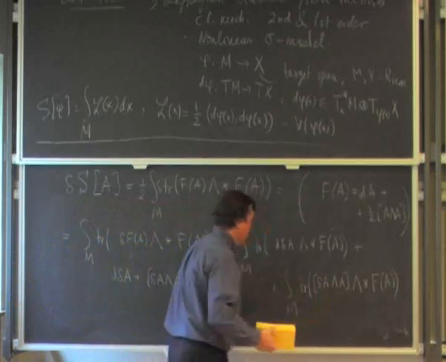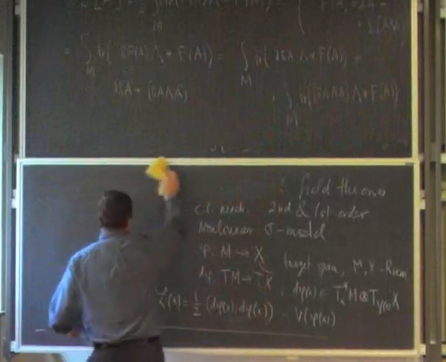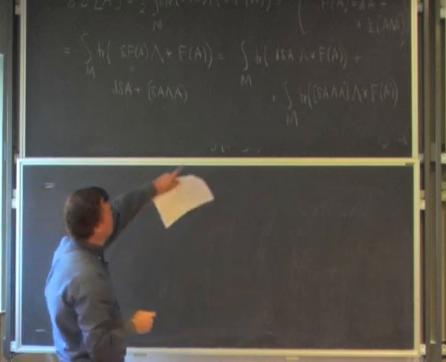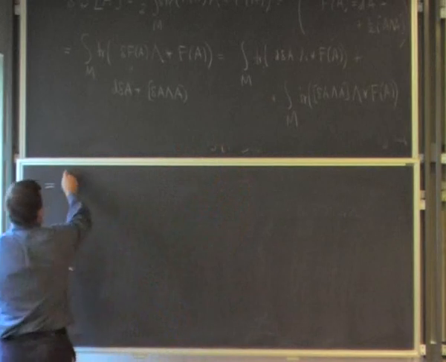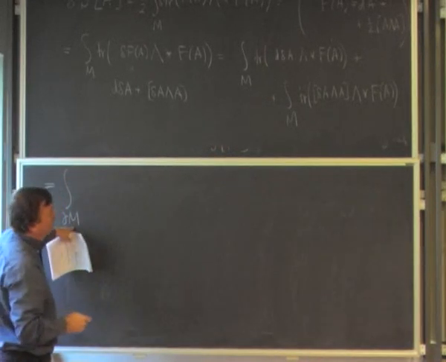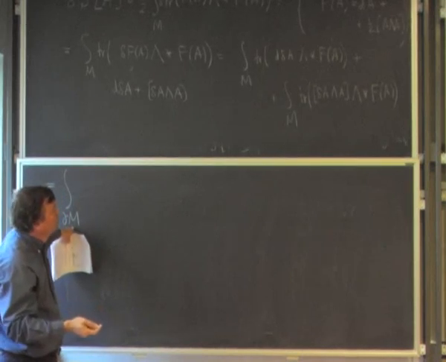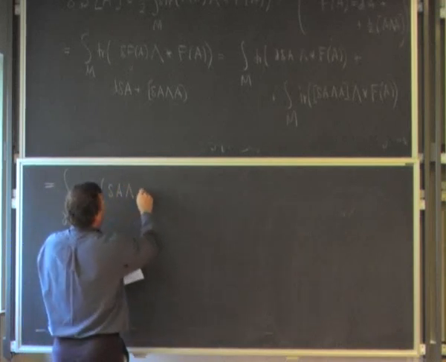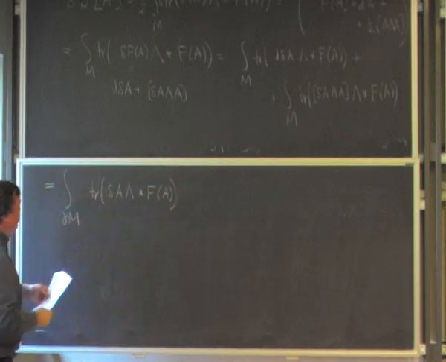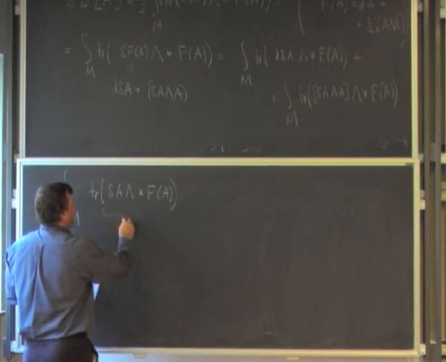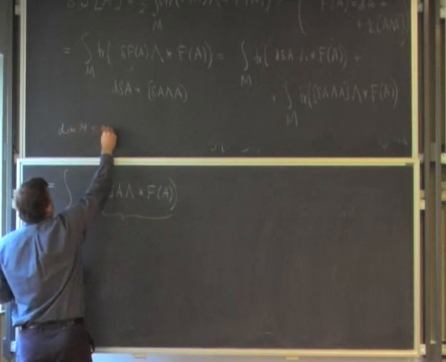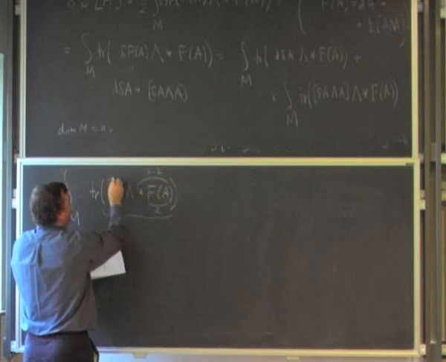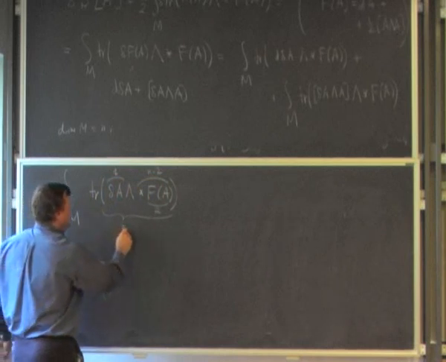Then let's see. The result of the integration by parts will be that we have to integrate something over the boundary, and in order to understand what this is, we just have to use the Stokes theorem, and it says that this is delta A wedge star F of A. So if the dimension of M is n, F is a 2-form, star F is an n minus 2 form, delta A is a 1-form, so this is an n minus 1 form.